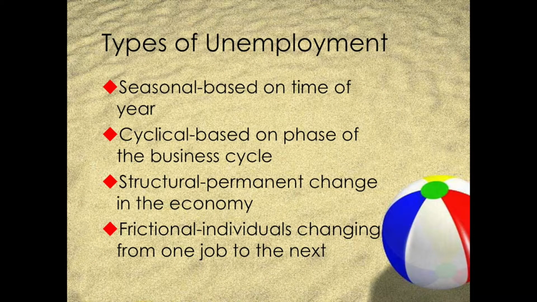Let's now turn our attention to unemployment, which is a lagging indicator. There are four types of unemployment. Seasonal is based on that time of year. Think about Santa Claus and ski instructors in the summer and construction workers in the winter. Cyclical unemployment is based on the phases of the business cycle, which we'll address shortly. Structural unemployment is a permanent change in the economy, and frictional unemployment involves individuals changing from one job to the next.